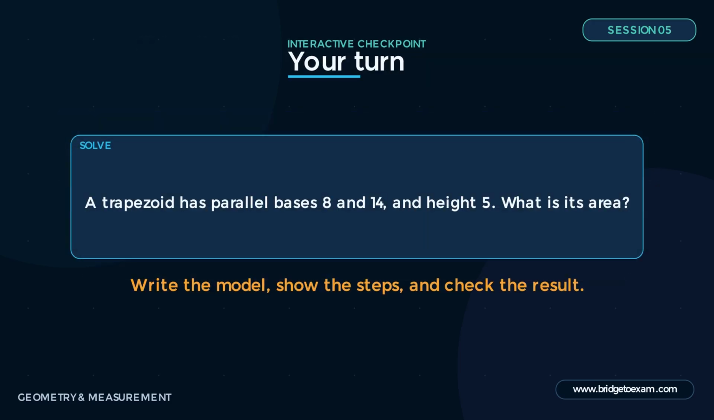Now it is your turn. A trapezoid has parallel bases 8 and 14 and height 5. What is its area? Write a formula or relationship before calculating, then use the next 6 seconds to finish your reasoning.